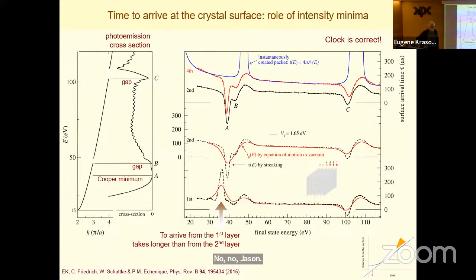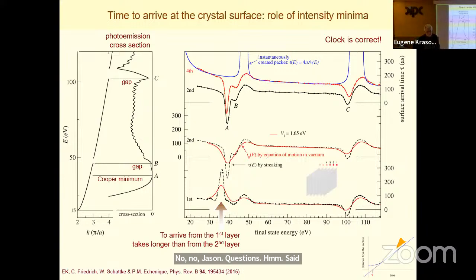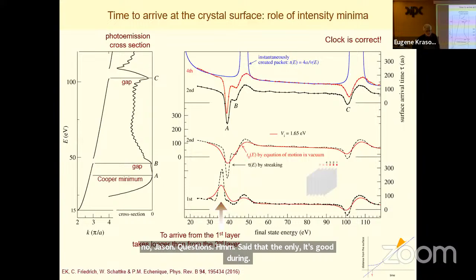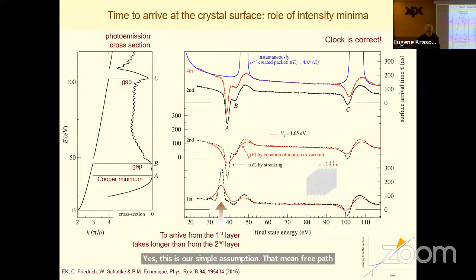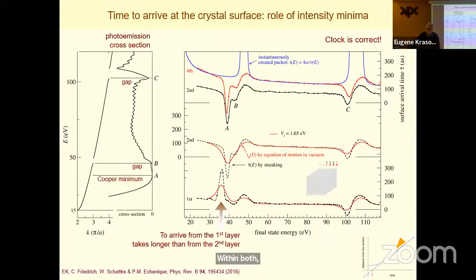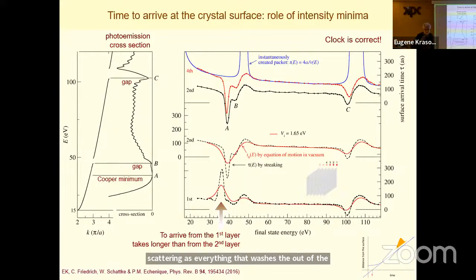Please. So you said that only inelastic scattering reduces the mean-free path. Yes, this is our simple assumption that the mean-free path is due to inelastic scattering, because that's the only thing that is not included in our band structure. But in principle, any scattering, elastic also. Here we refer to inelastic scattering as everything that washes the electrons out of the channel that you observe. Yes, it can also be elastic, in the sense of stray scattering.